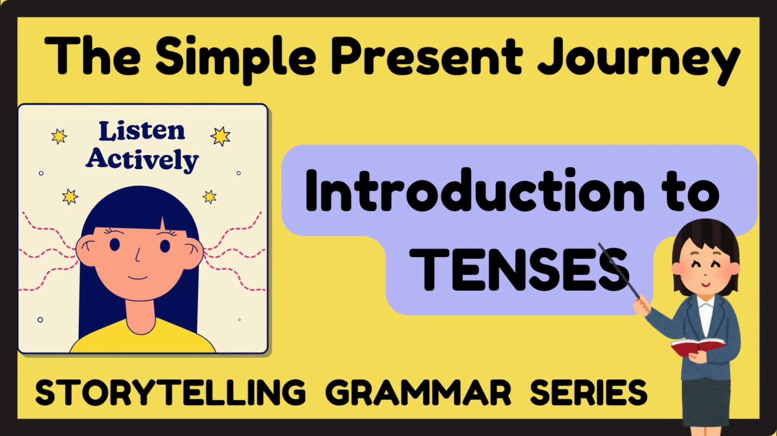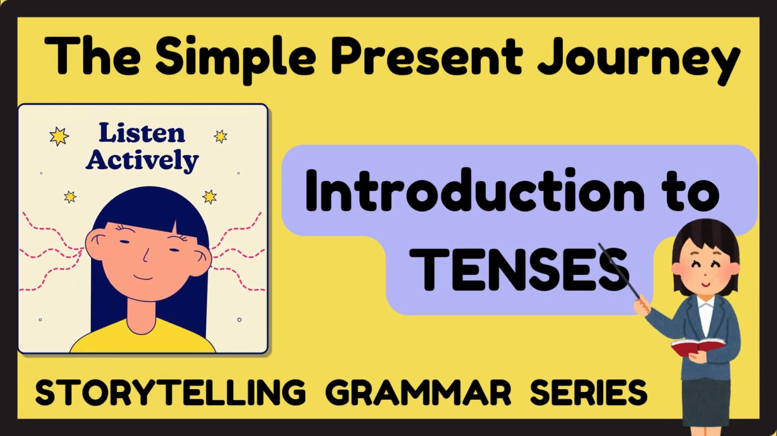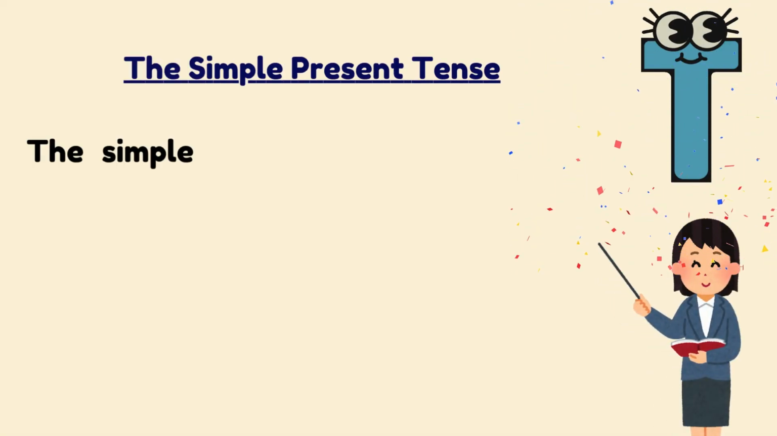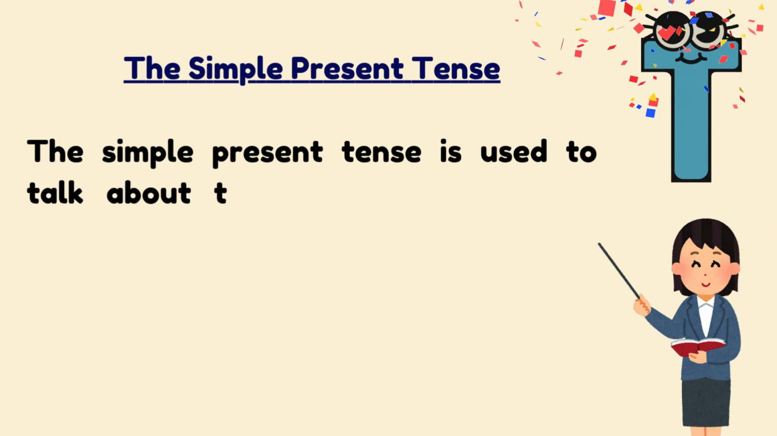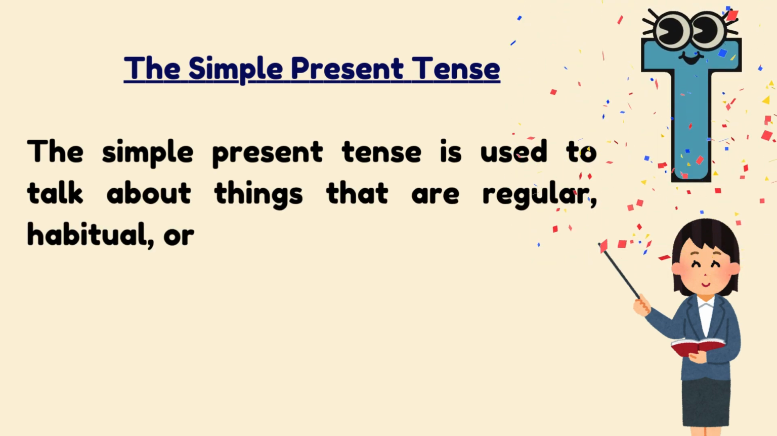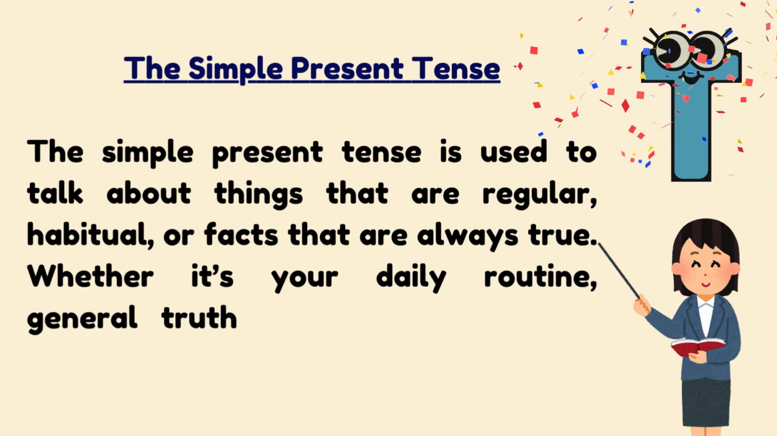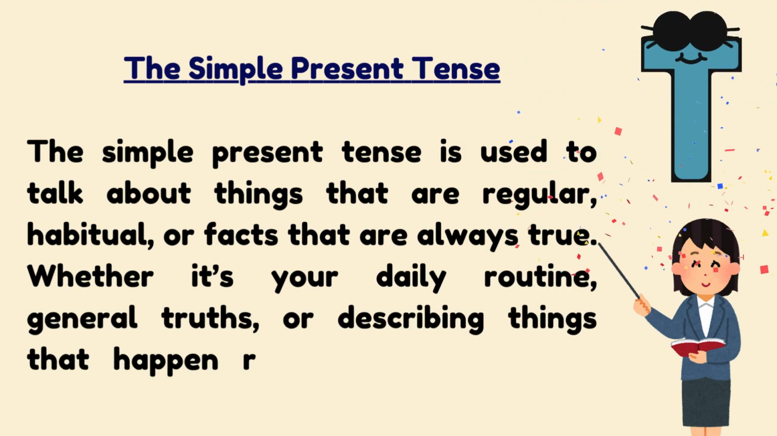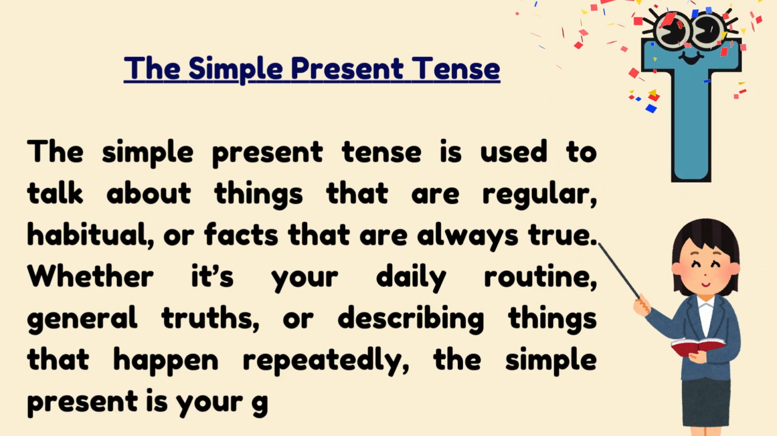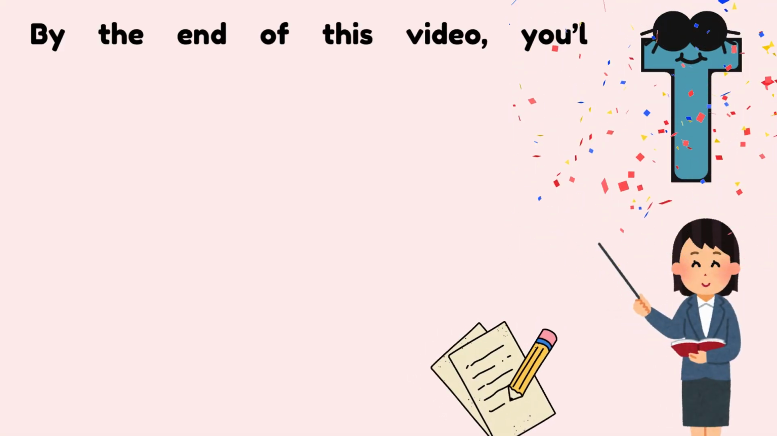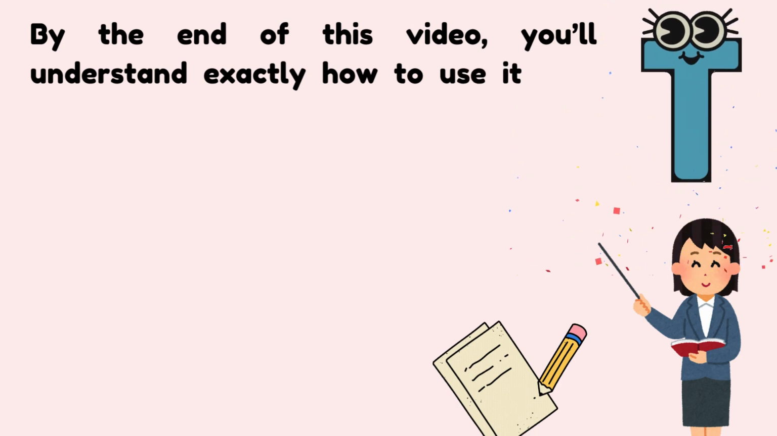In today's video, we are diving into one of the most important topics in English grammar, tenses, specifically the simple present tense. The simple present tense is used to talk about things that are regular, habitual, or facts that are always true. Whether it's your daily routine, general truths, or describing things that happen repeatedly, the simple present tense is your go-to tense. By the end of this video, you will understand exactly how to use it with ease.